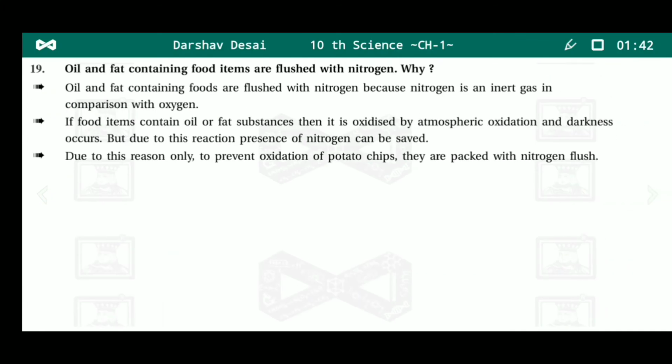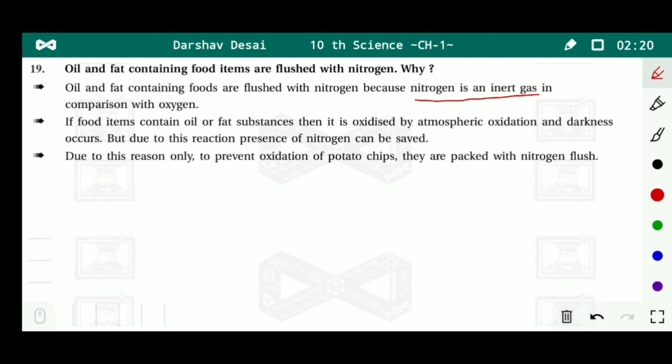Now the last and final question: oil and fat containing food items are flushed with nitrogen. This is a topic related to rancidity, as we discussed in the corrosion and rancidity video lectures. Oil and fat containing foods are flushed with nitrogen because nitrogen is an inert gas. Nitrogen acts as an inert gas in comparison with oxygen. So it is not harmful. A low amount of nitrogen is not harmful for us. So nitrogen is used. If food items contain oil and fat substances, then they oxidize.